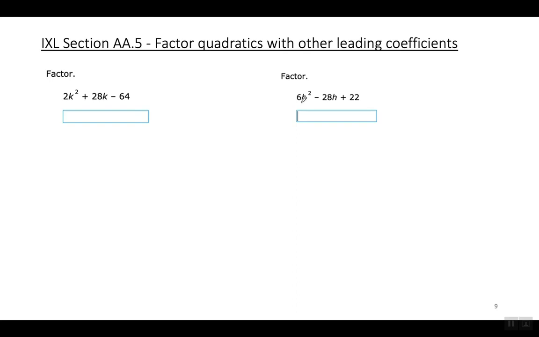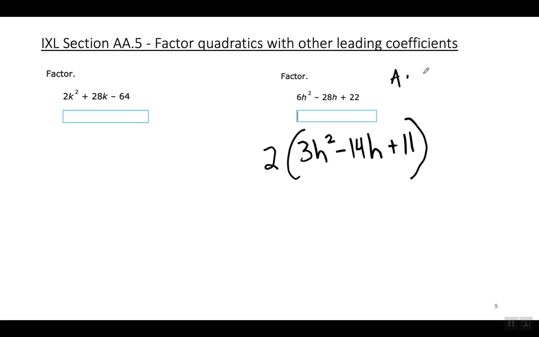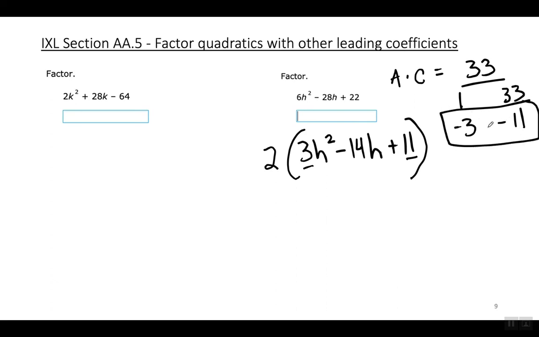All right, so again, at the beginning, I take out the greatest common factor, which in this case would be 2. When I take out the 2, I'm going to have 3h squared minus 14h plus 11. Now I'm going to ask myself what's a times c. A times c here would be 33. The factors of 33 are 1 times 33 and 3 times 11. Okay, and the only combination that will give me this negative 14 is the 3 and the 11. If I make them both negative, it'll work.